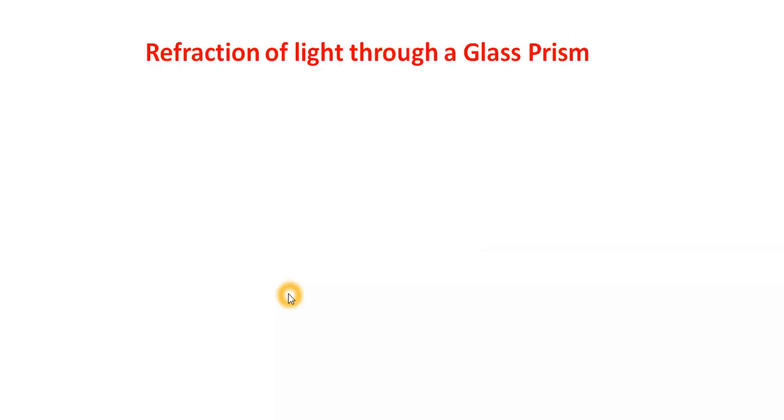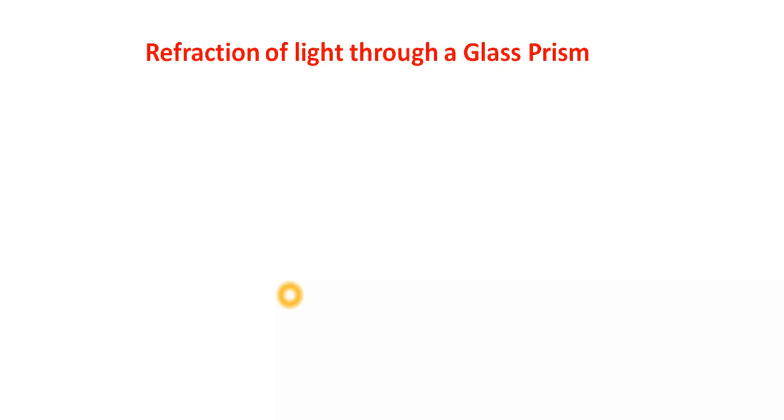Now we have already studied the refraction of light through a rectangular glass slab, and in the rectangular glass slab we saw that the emergent light rays are parallel to the incident light rays. Why are they parallel? Because the opposite faces of a rectangular glass slab are parallel to one another, and on those opposite faces refraction takes place, and that is why the incident ray and the emergent ray came out as parallel rays.